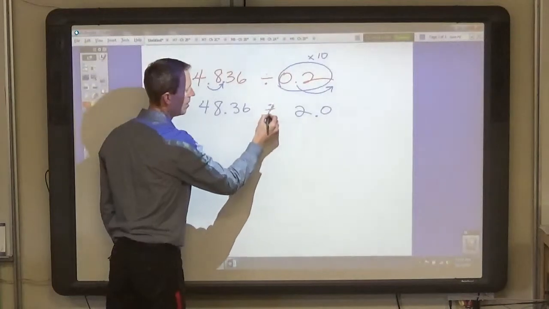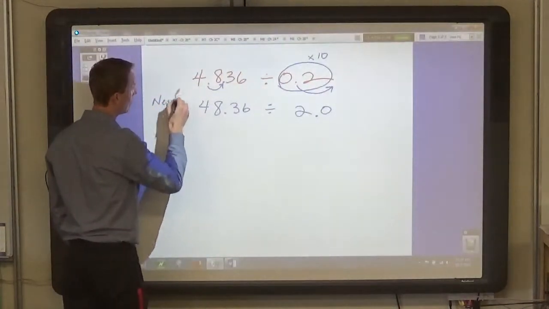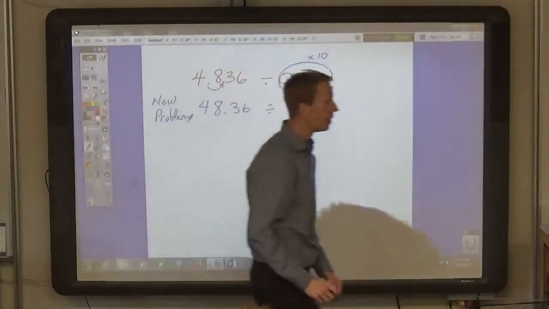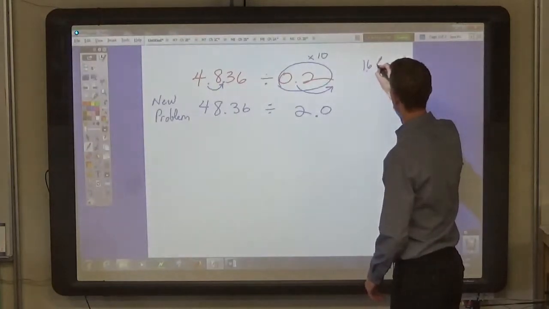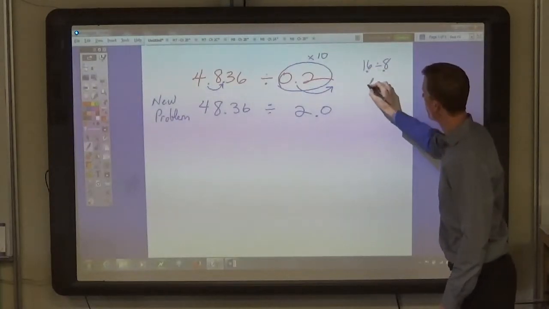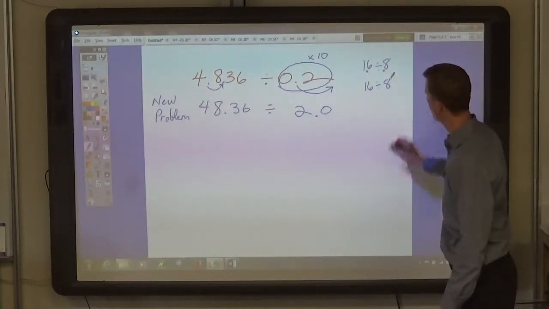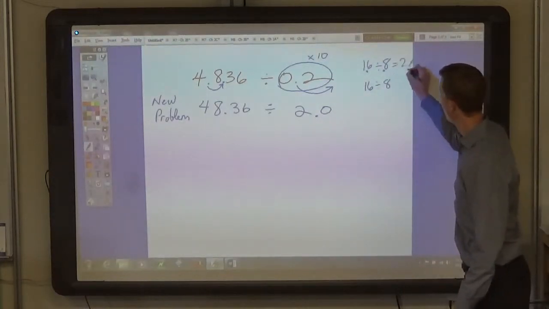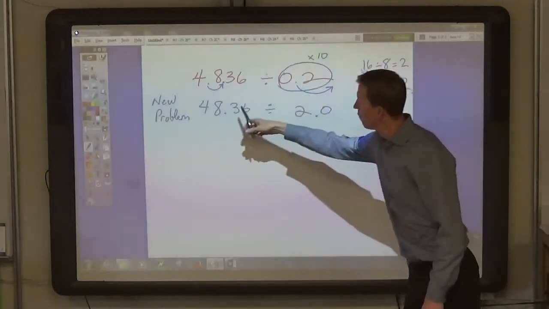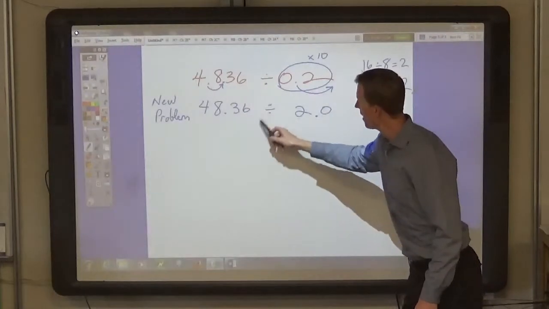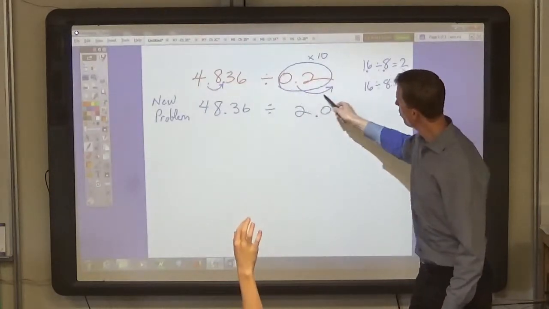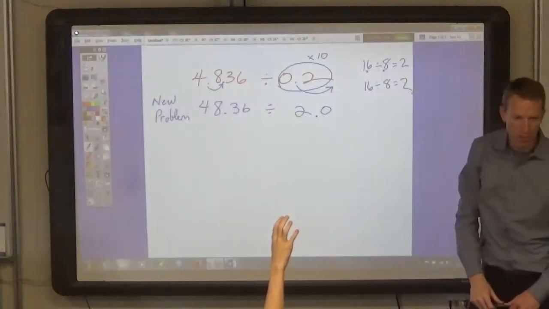Now, this is our new problem. Just like before, instead of doing 1.6 divided by 0.8, we can do 16 divided by 8 and get the same answer, right? Yep. And so we can do 48.36 divided by 2 and get the same answer. Why? Because you moved the decimal place over one place in both numbers.